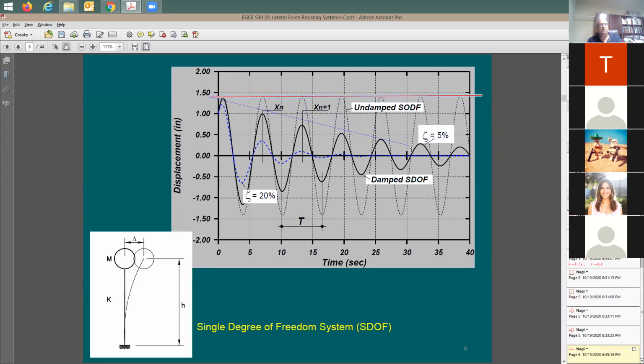Like 5%. Why did I pick 5%? Because the code usually says to consider 5% damping for all buildings, regardless of the type of structure you have. Whether you have wood, steel, or concrete, you consider 5% for the damping effect.